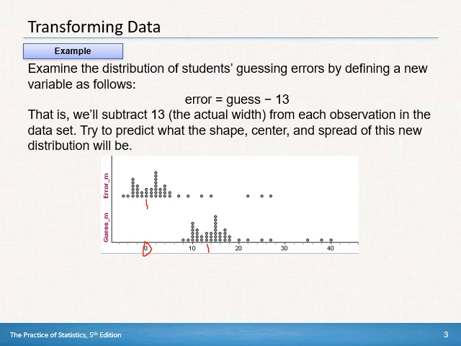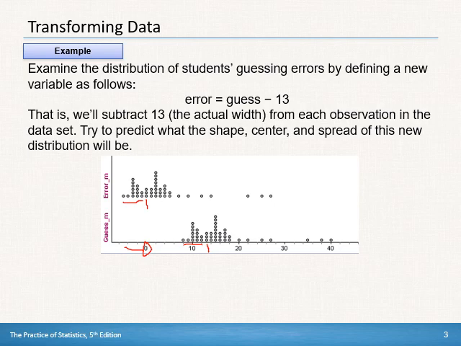Notice some people's guesses are negative, their error is negative because they guessed below the actual value. So anyone who guessed in the range of 8 to 12 would have negative error values, and you can see they showed up in the negative range down here.